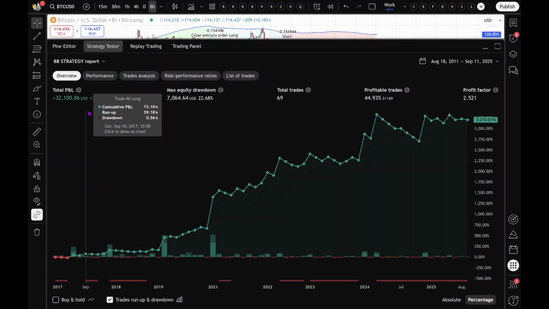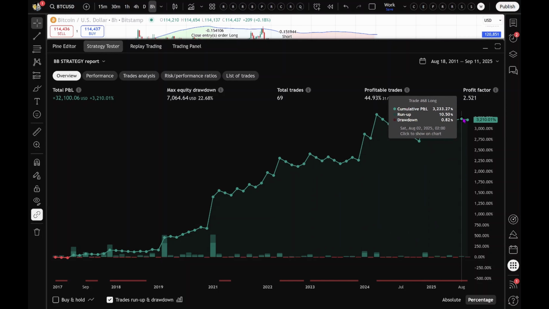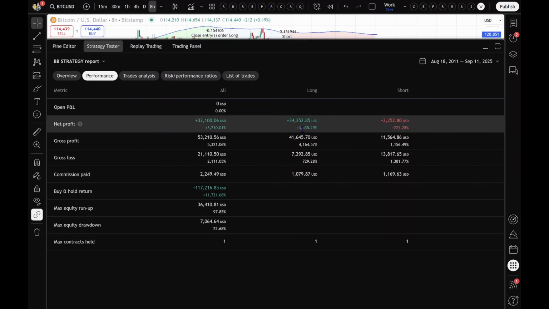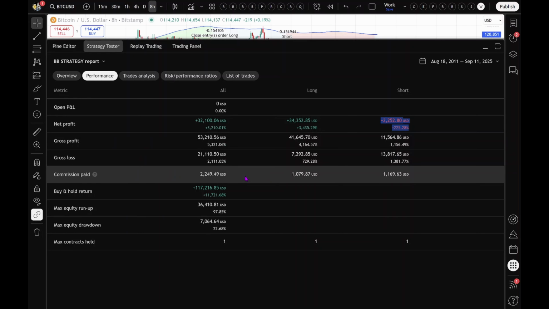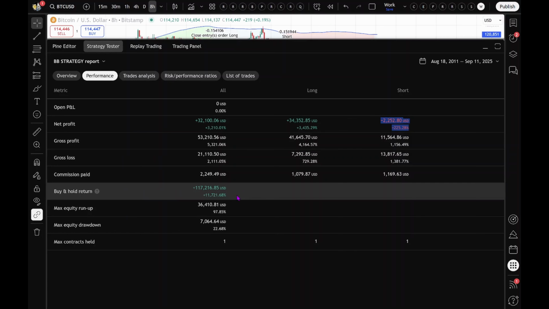It shows about 3,200% profit, a max drawdown of 22%, 69 trades in total, a win rate close to 45%, and a profit factor of 2.5, meaning the strategy is tradable. Here, we have our equity curve. When we click on performance to break it down, we see that long trades made money, but short trades lost. So it might be smarter to just stick to the long side. You can also see gross profit, commissions, and the buy and hold comparison. The strategy doesn't beat the market, but it gives useful signals.